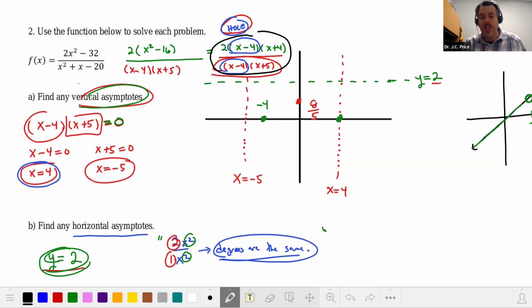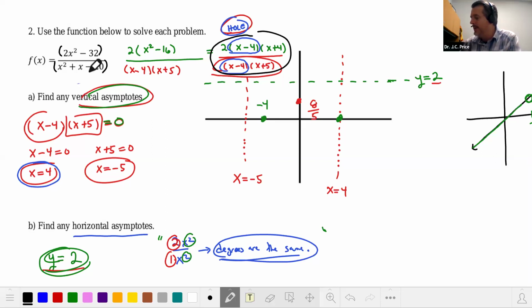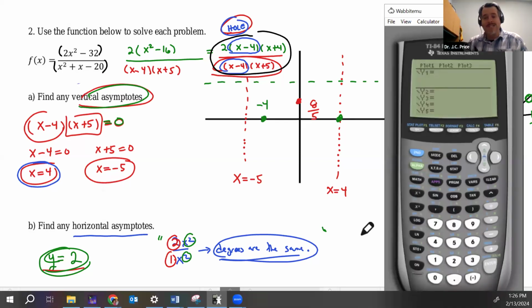So on my calculator, I've got to change this one. So hit y equals and clear this out. And then we're going to plug this in. So on top, you're going to have to put parentheses on top and parentheses on the bottom. And we always like to put in the original one, because if we made a mistake, we'll be able to catch it. And so I'll put a left parenthesis here. There you go, left parenthesis. And I'll type in 2x squared minus 32 in parentheses, divided by left parenthesis x squared plus x minus 20 in parentheses.